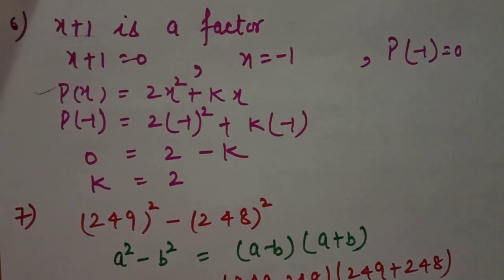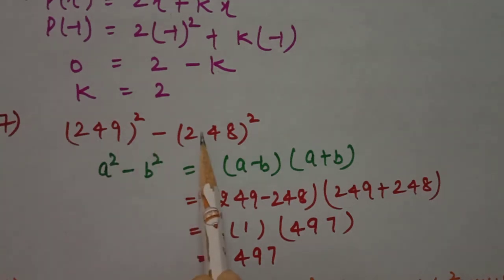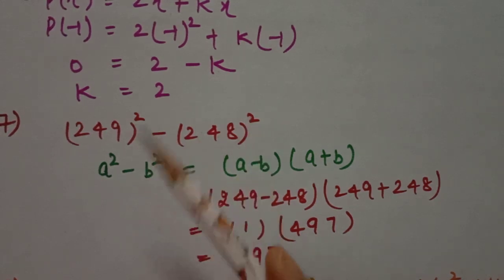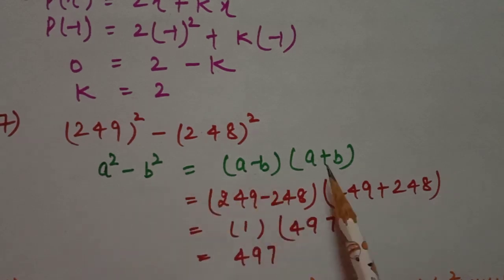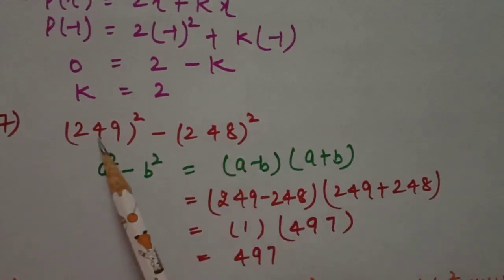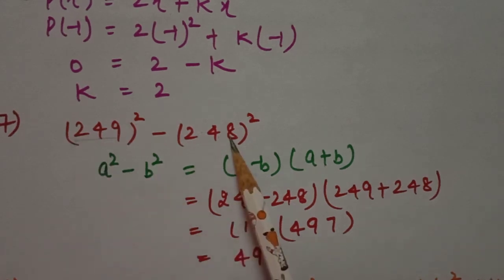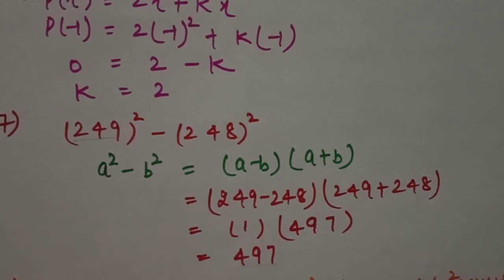Next question was the value of this. We have to find the value of this. So we have two numbers with whole square with negative sign. We know our identity, a square minus b square is equal to a minus b, a plus b. So we will only replace the value of a with 249 and the value of b with 248. So we will replace the values and then we will solve it, multiply them, then we will get our answer. So students, after getting this answer, we will start another question.